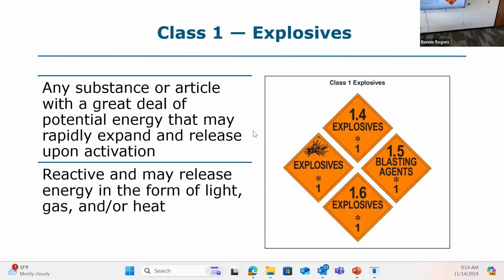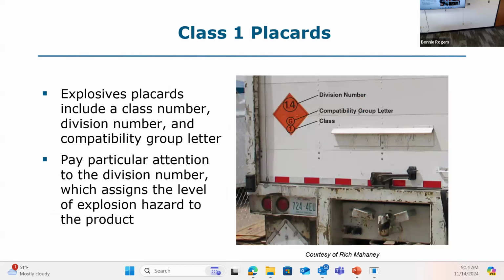Then they're going to be further subdivided. So looking at class 1, explosives, you'll see on there you have 1.1, 1.2, 1.3, 1.4. And those give you the special hazards with that. So if you look at pages 50 and 51, it goes into more detail. So we've got a 1.1.